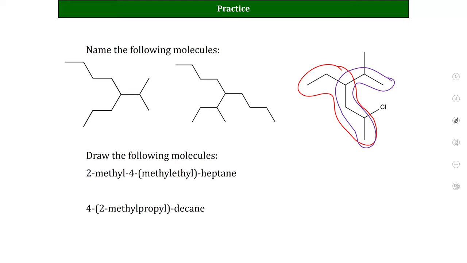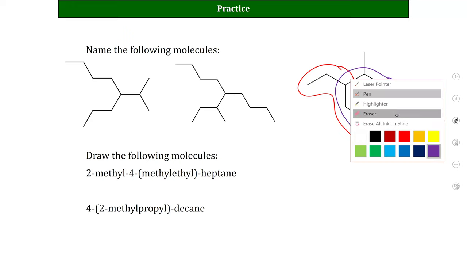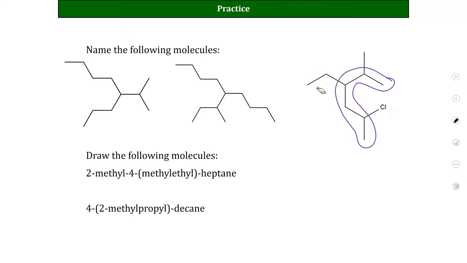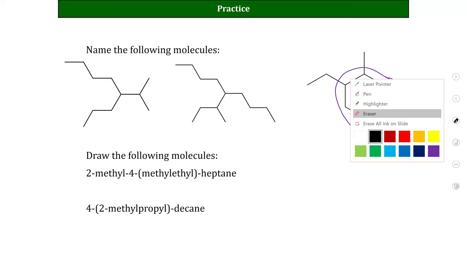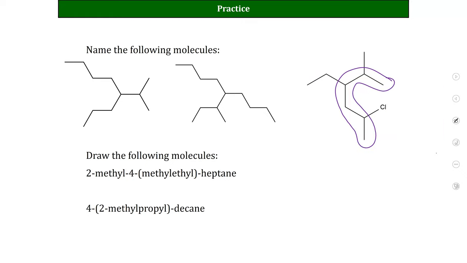We have three branches if we use the one that I circled in purple here, but they're all simple branches. There's a methyl group, an ethyl group, and a chloro group. If we go to the red one, we only have two branches, but one of them is a methyl ethyl. There's a better option. Go that way, or if you circle the top one, that's going to give you the same name either way, though, right? So that's going to be a hexane.